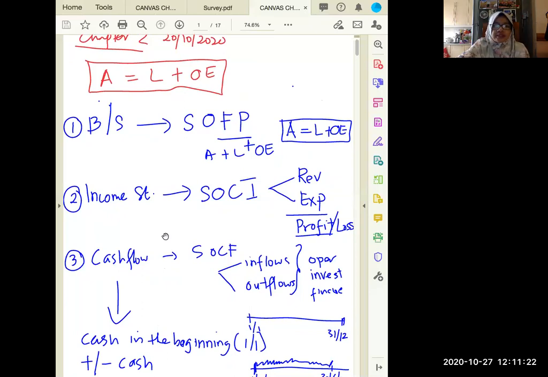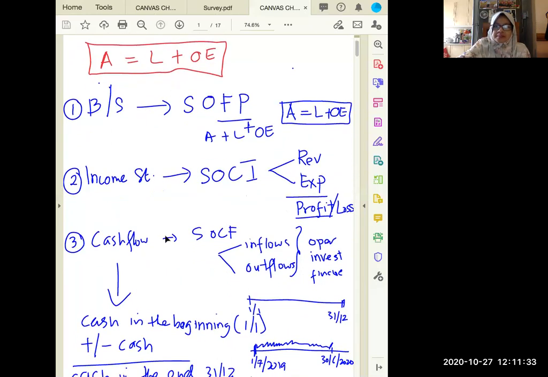We have the balance sheet, or the statement of financial position, that shows you the asset, liability, and owner's equity at any particular time. We also have the income statement, or we call it a statement of comprehensive income. This statement shows you the revenue and expenses of the company for a period, for the year ended, for example. And from the revenue and expenses, you can determine whether the company is making a profit or loss during the period.